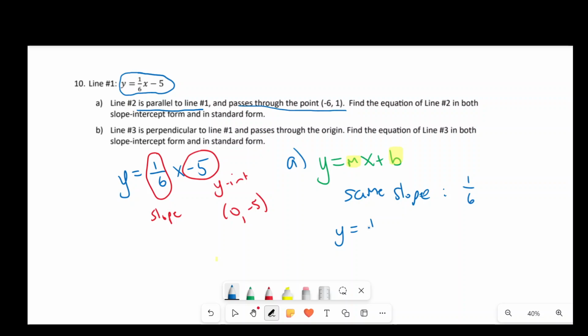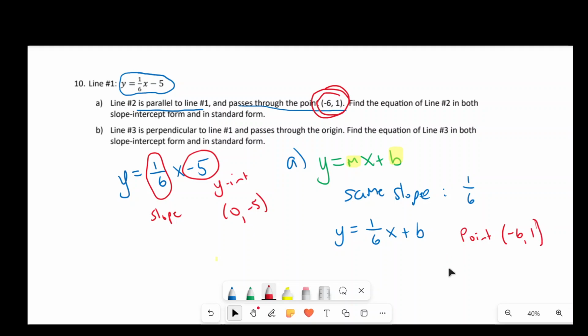So that means so far, I know the equation of the line I'm looking for looks like this: y equals 1 over 6x plus b. Now I have to find b. So the other thing I need is a point on the line. I know that the point (-6, 1) is a point on line number 2, and that's the only point I know.